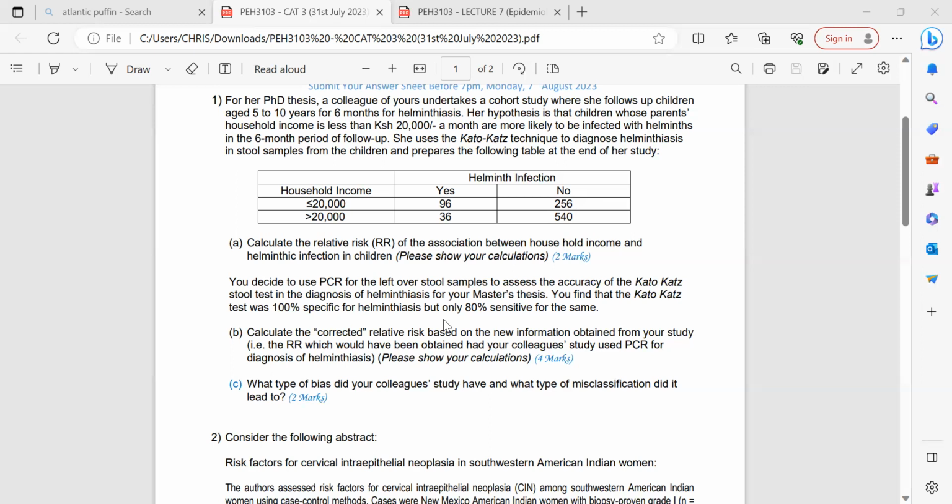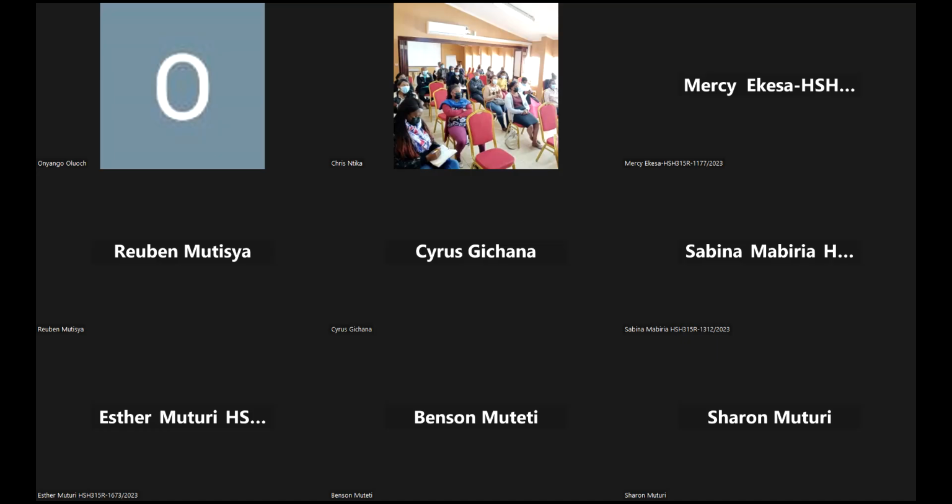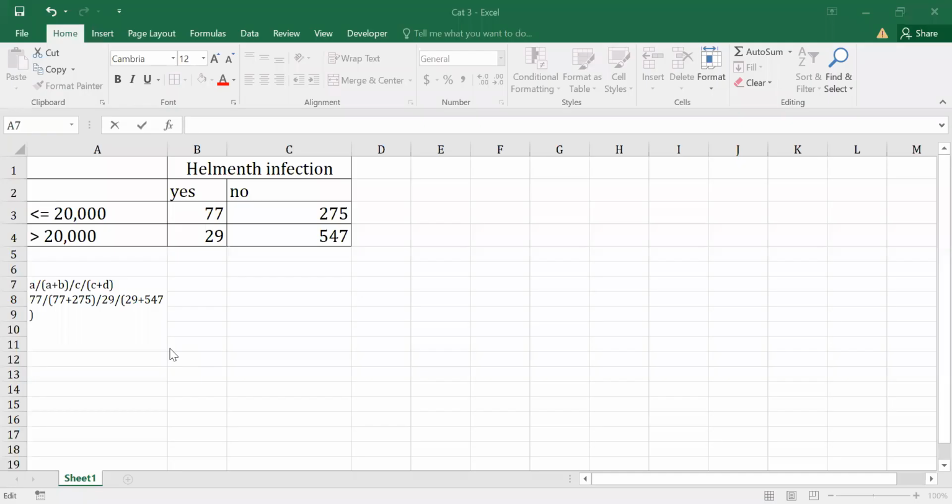I think now you are on the same page. Okay, thank you. So let's proceed. You can see we all agree on that. So we were trying to calculate this here. So we say 77 plus 275. I hope someone else is calculating so that we don't get it wrong. We'll say 77 over 352, over what is it? It is 29 plus 547. So it is 29 over 603.